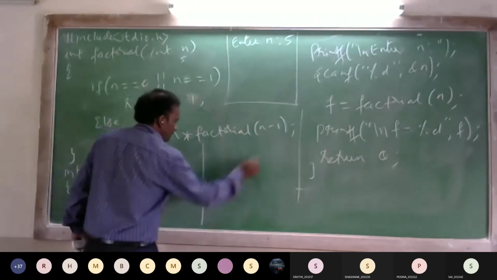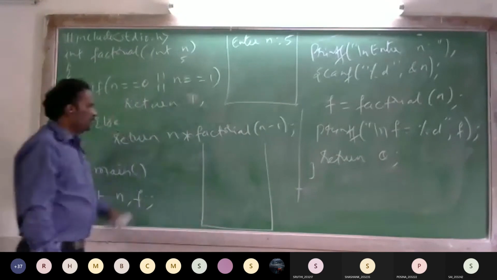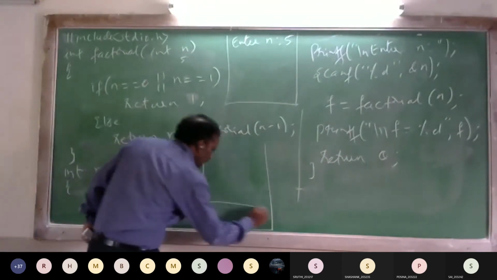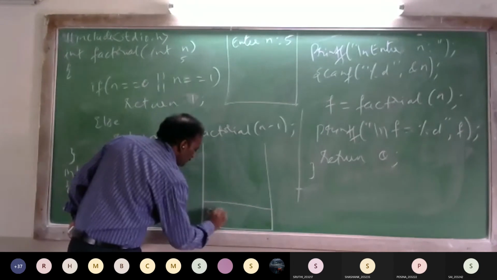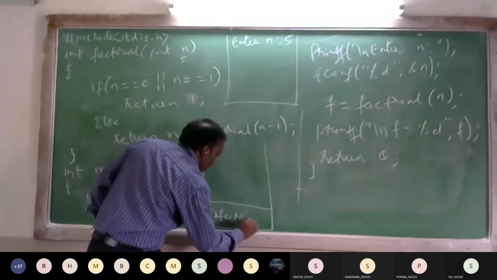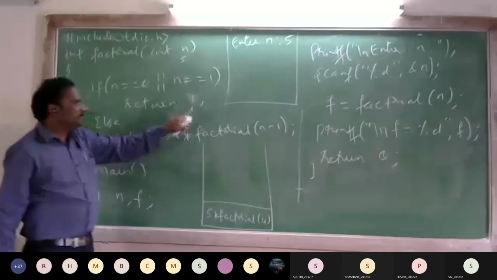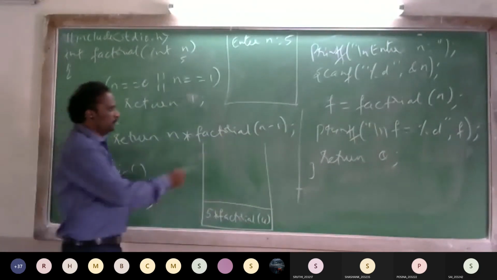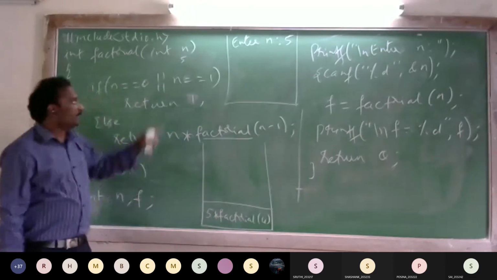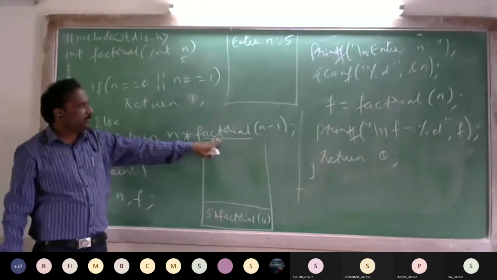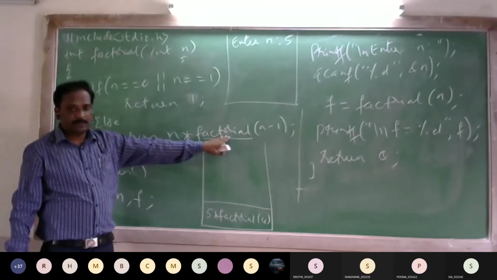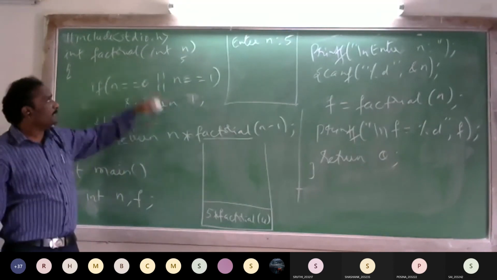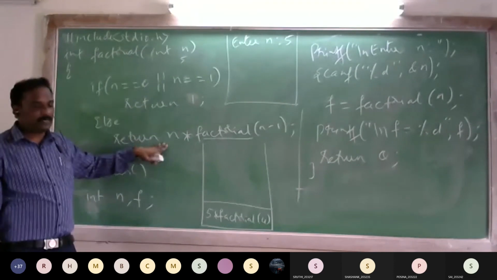So now return n into, what is the value of n? n is 5. So 5 into factorial of 4. n minus 1, 5 minus 1 is 4. 5 into factorial of 4. Now what is this? This is the factorial function. Whenever this is seen by the compiler, it will think that it is a function call. So the control will come here again because we are calling itself. A function called by itself is called recursion.